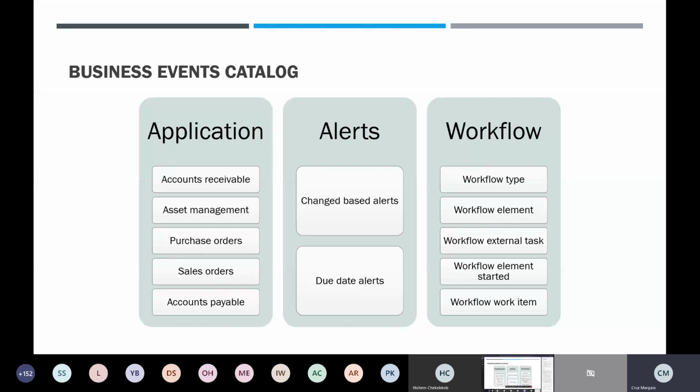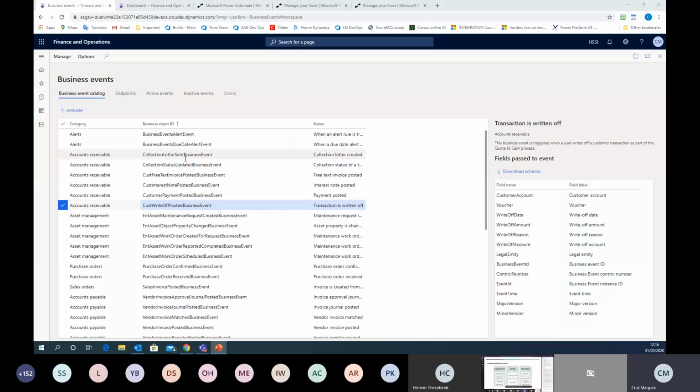We'll also see a demo on workflow events, so I'll go into detail of the different types there. If you intend to start working with business events, I highly recommend starting with an application business event. That's more straightforward. So you can try to build or consume your business events, for example, when a free text invoice is posted. Okay, let's go back to the environment.